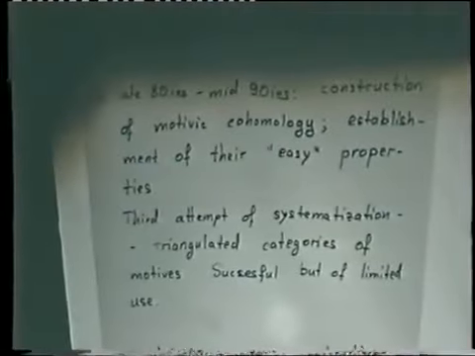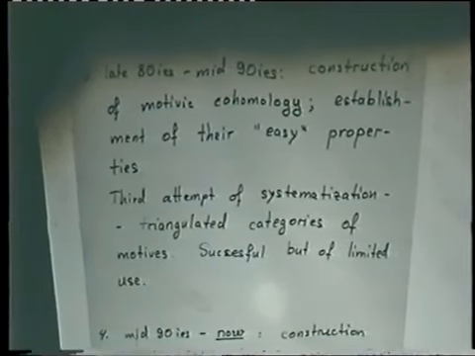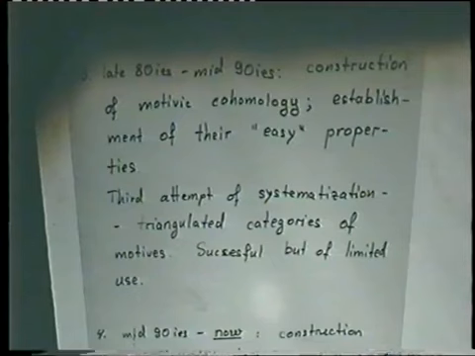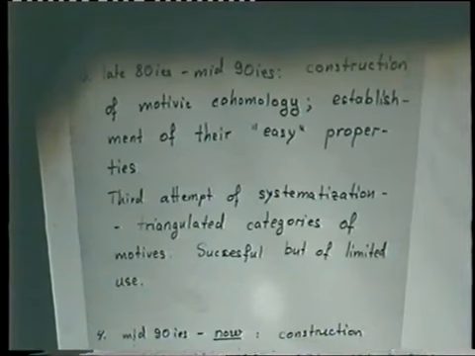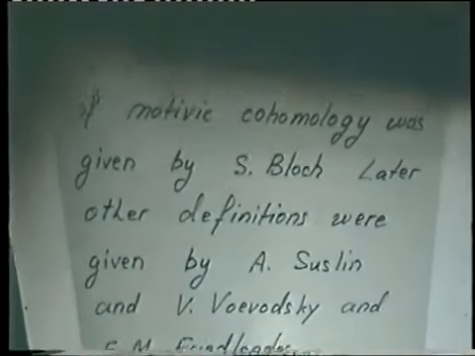Now we have the third period, which is basically also over. And the main achievement of this period was the construction of Motivic cohomology theory and proof of all of their easy properties. So the first successful definition was given by Spencer Bloch.